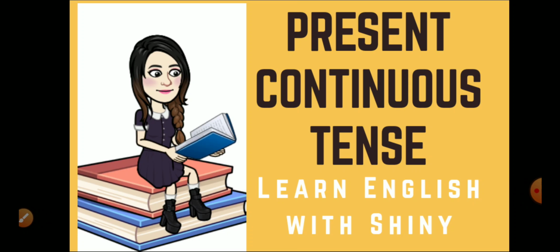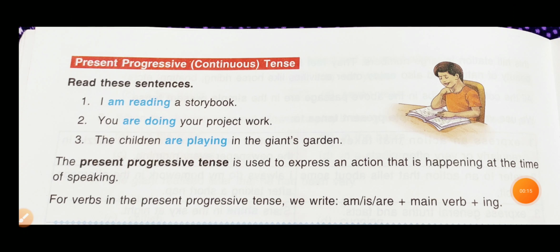Today we will do present continuous tense. Present progressive, or you can say continuous tense. Now read these sentences. I am reading a story book. You are doing your project work. The children are playing in the giant's garden.